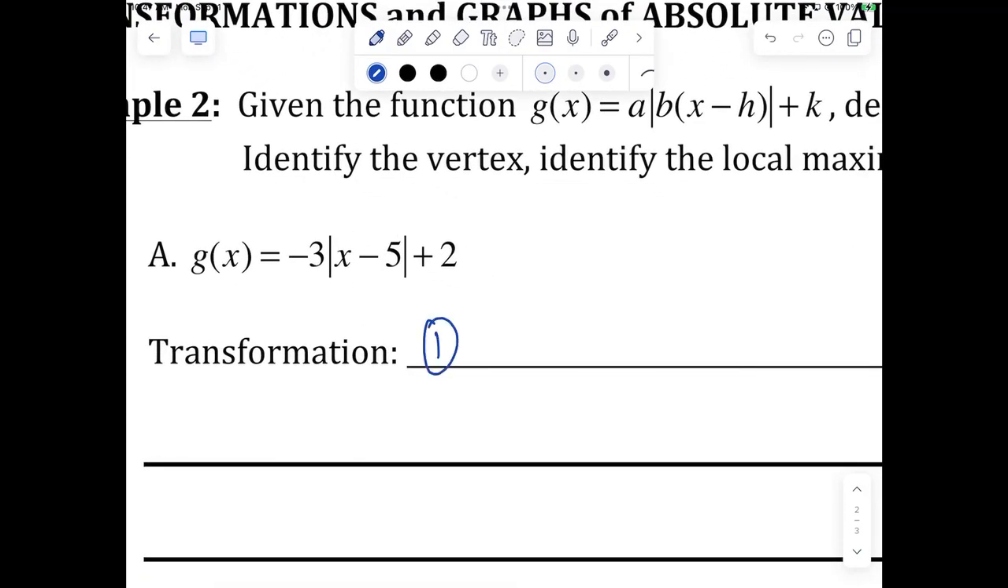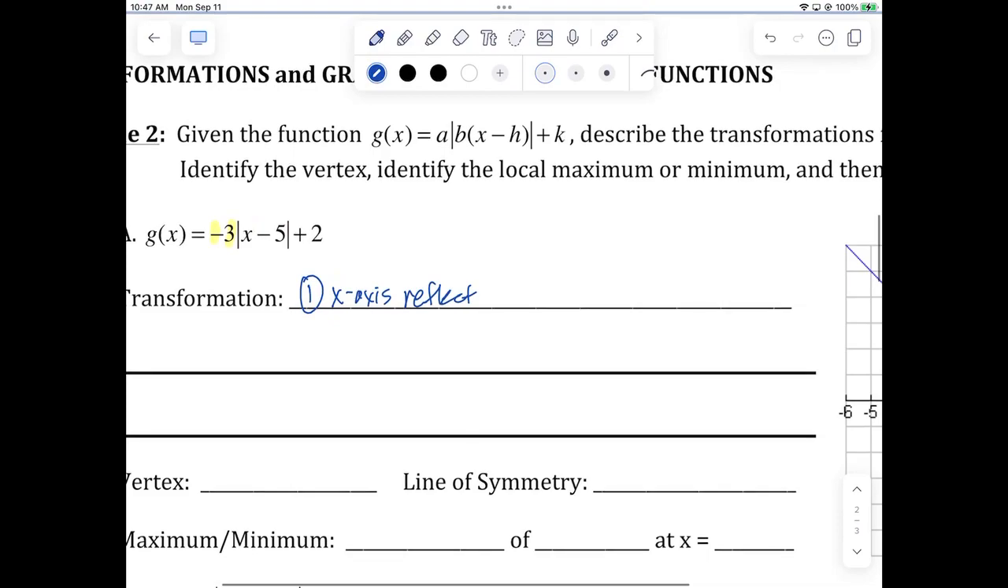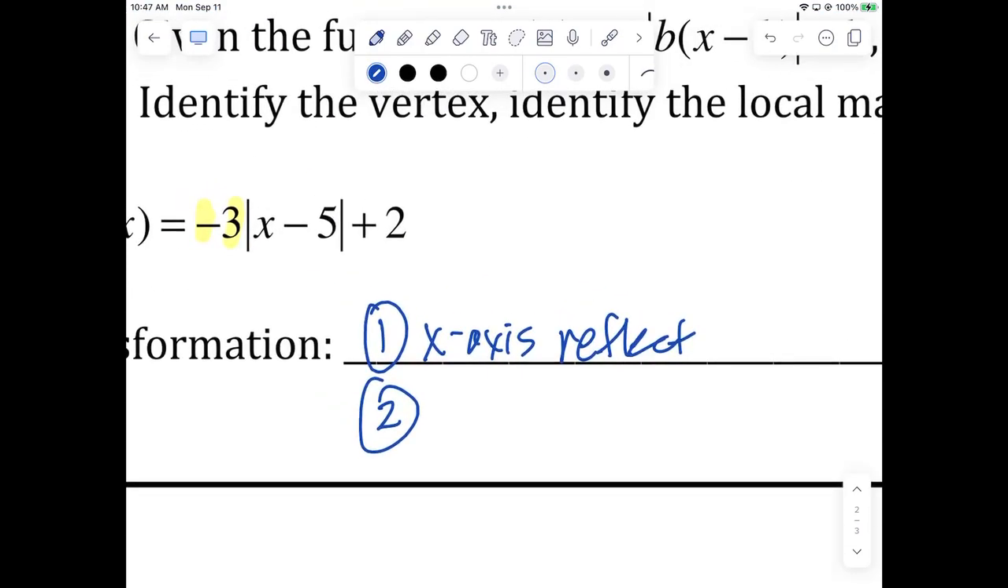Number 1, remember if you have a negative a value, it does 2 things, doesn't it? It does 2 things. The negative by itself, as we saw in the warm-up, is still an x-axis reflection. And I'm just going to list them vertically here instead of a sentence. Number 2, what would the 3 do by itself if it's outside? Vertical stretch by a factor of 3. So that's what the negative 3 does. It does those 2 things.